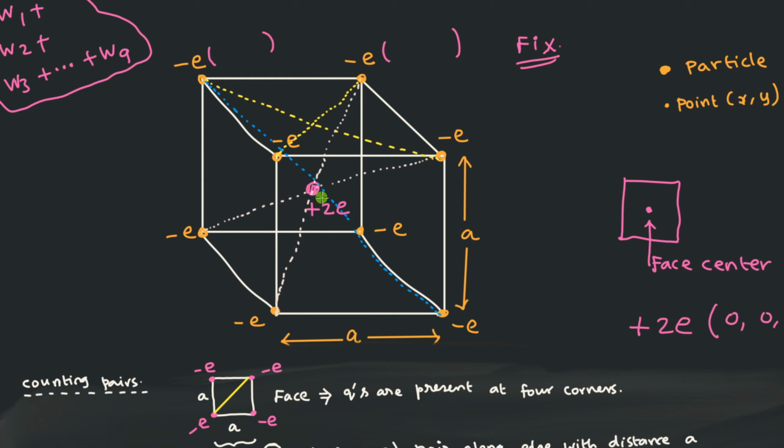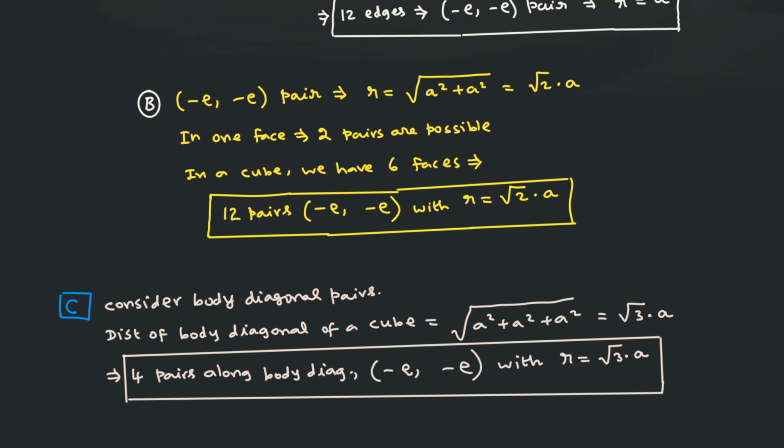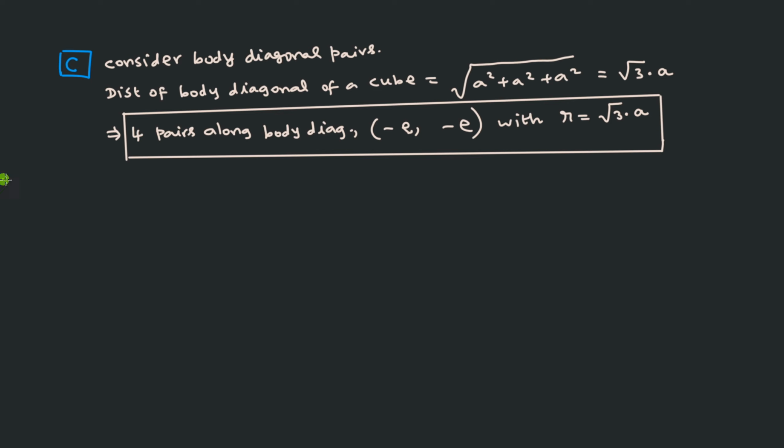How many corners are there in a cube? 8 corners are there. So there is a body center here. Body center is the positive charge. So from the positive charge, you draw a line. You draw a line means what? The pair will be plus 2e comma minus e. Plus 2e comma minus e. That is called the pair. So like that you can form 8 pairs. So let me write down the last option that we have, that we have the pairs.